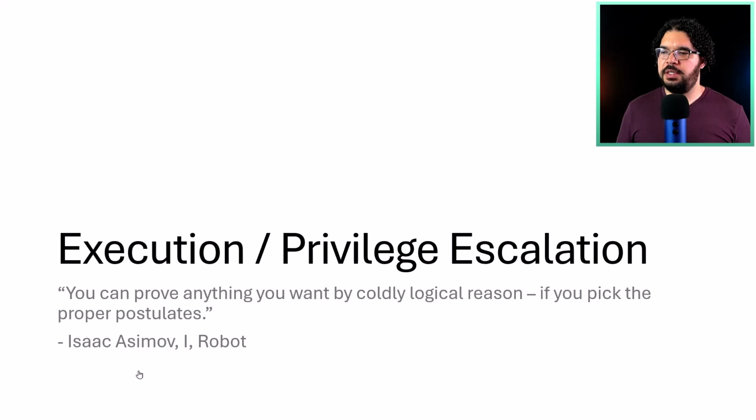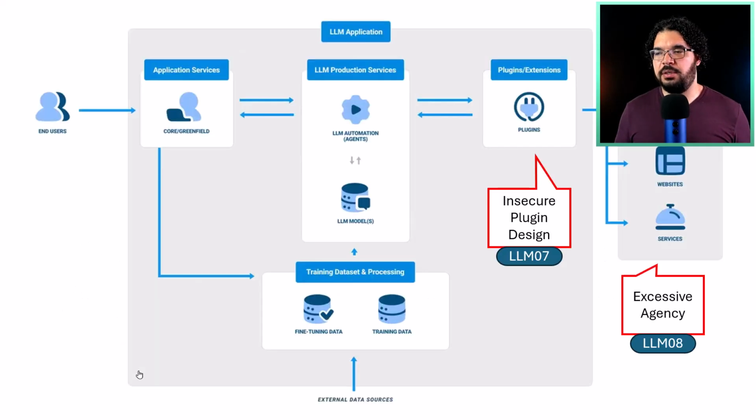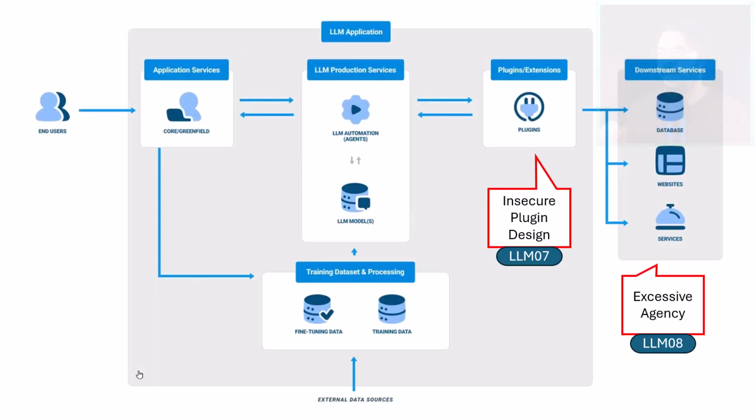Execution and privilege escalation. So this one's really interesting, right? We have 2 types, or I should say really 2 vulnerabilities that we need to look out for. One is going to be the insecure plugin design. So if we add external functionality to a large language model or a large language model application, we're going to have to design some tools for it. And sometimes these tools can be designed very poorly.